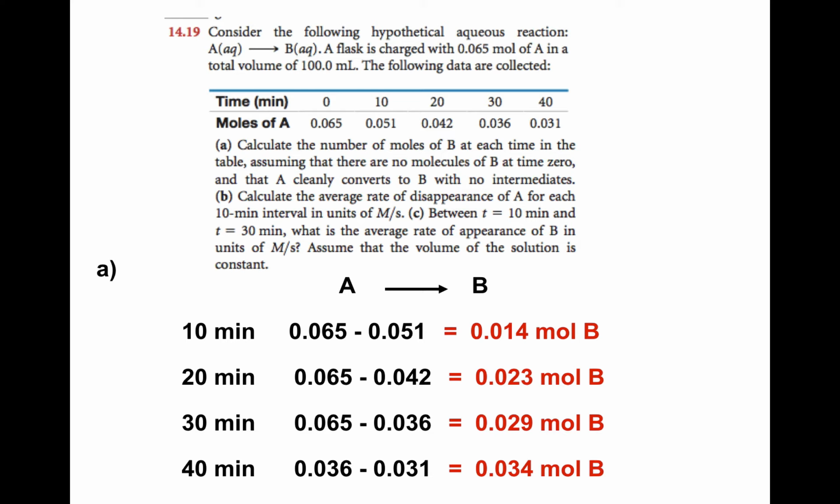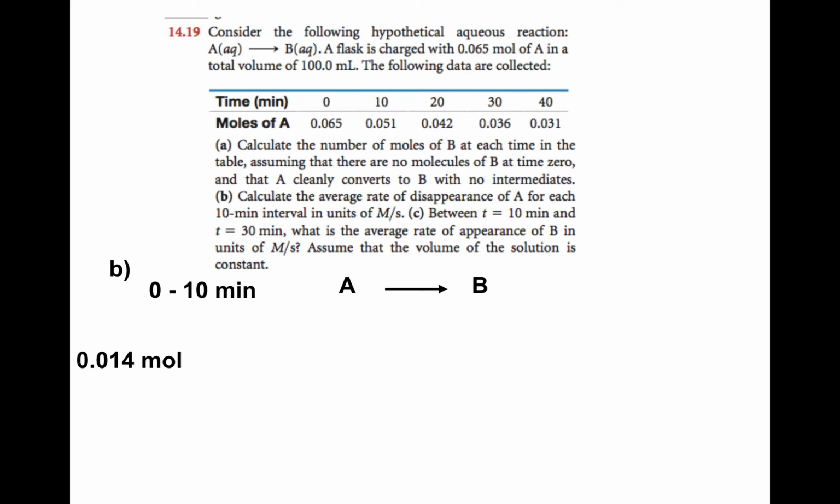B. Calculate the average rate of disappearance of A for each time interval in terms of moles per liter second. So, just getting the unit right. From 0 to 10, I lost 0.014 moles of A. So it's the change in concentration of A over change in time. This was the mole change. I want to divide it by liters to get moles per liter. It was 100 milliliters, so that's 0.1 liters.